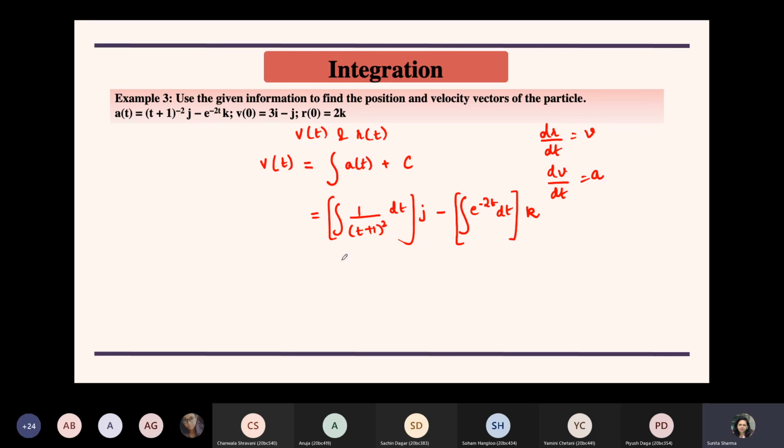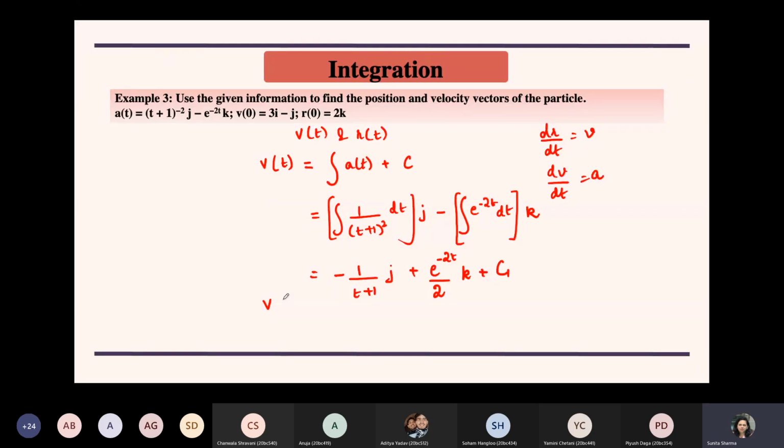Okay, anyone else who has solved it? Minus 1 by t plus 1. Okay, this is minus 1 over t plus 1, then j. Okay, next term. e raised to the power minus 2t upon minus 2. So this will become plus here. And we have k plus c1. Okay. Now, how do we find this c1?